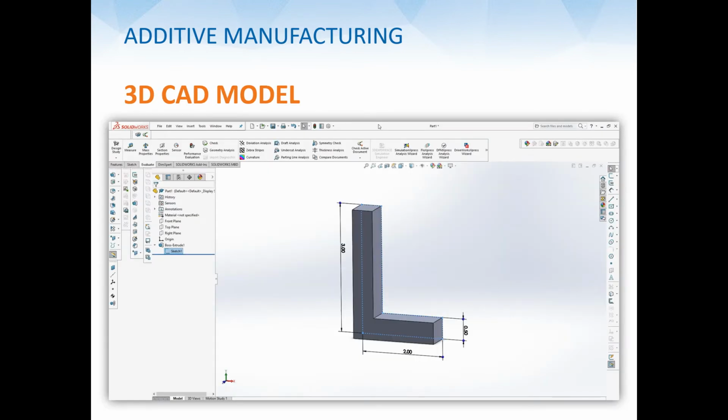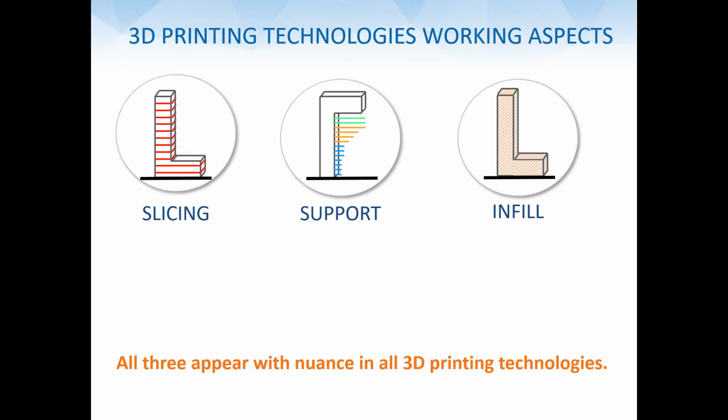Typically, we're going to start with a CAD model, and once we have our 3D model, we have special software that will slice it into layers, figure out if it needs support, and how to fill the inside surface of the part. All three of these working aspects appear in various forms in all 3D printing technologies. There may be difference in the slicing resolution, the support material, or fill options, but all three are used in various forms.